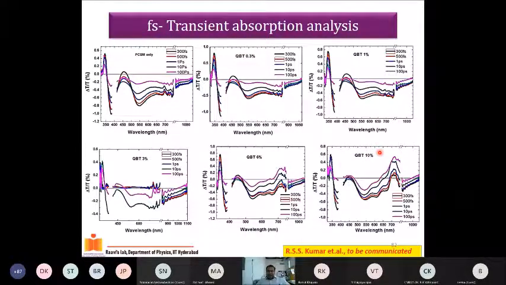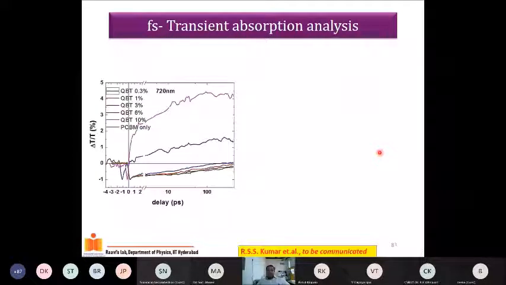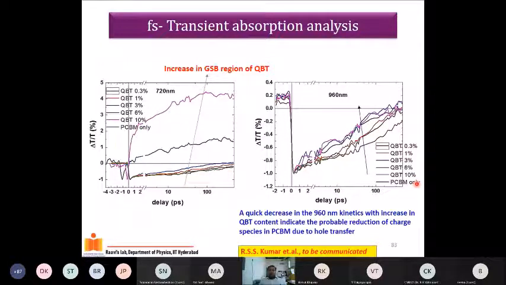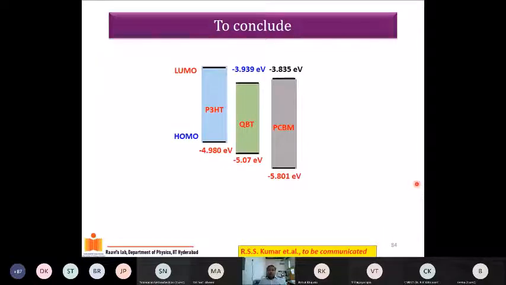So both of these would give you information, and we can look at the individual kinetics of the wavelengths. You see that there is an increase in the ground state bleach for QBT with time and a decrease in the charge band, which is here. So a quick decrease in the 960 kinetics of QBT. Also, the content increases, the possible reduction in the charge species in PCBM due to transfer.